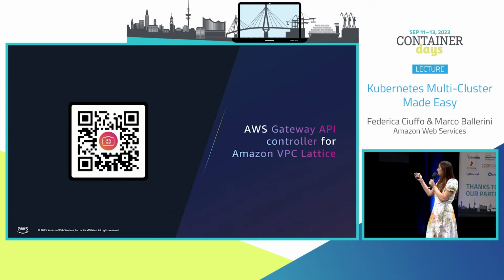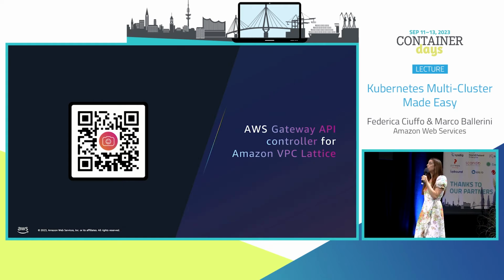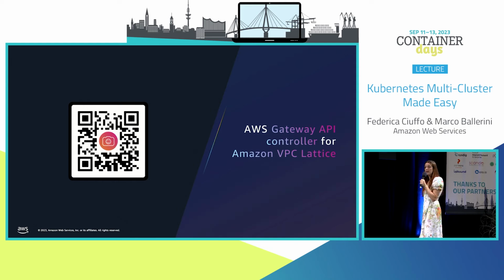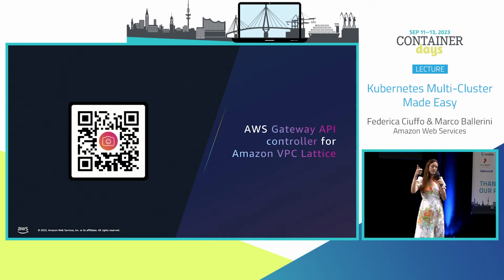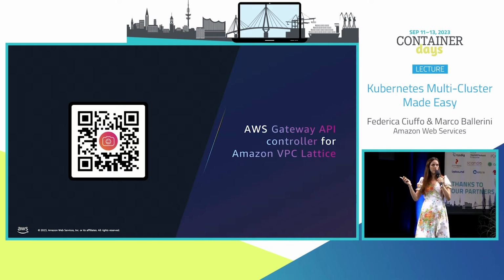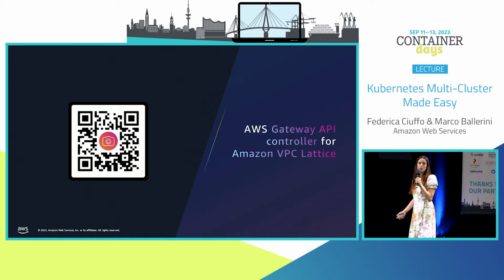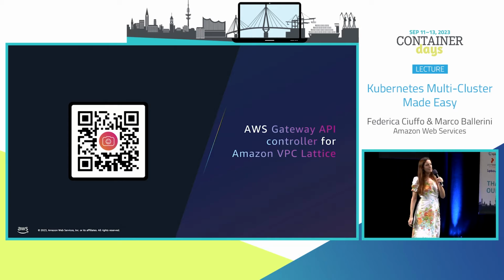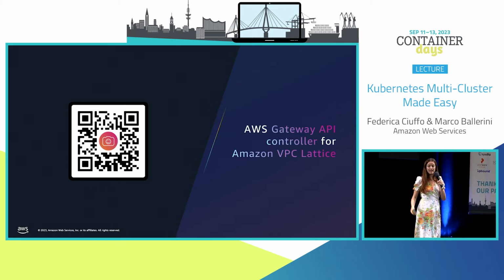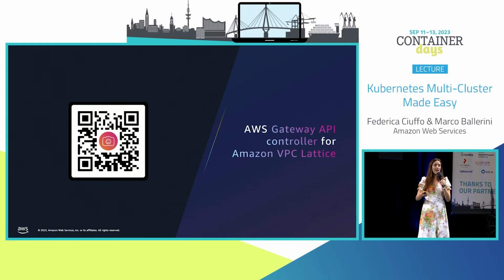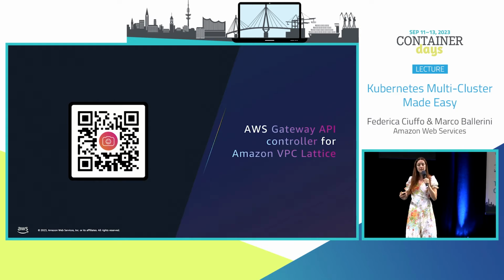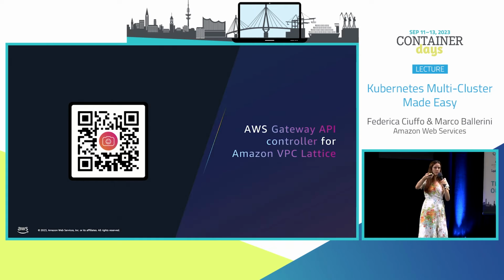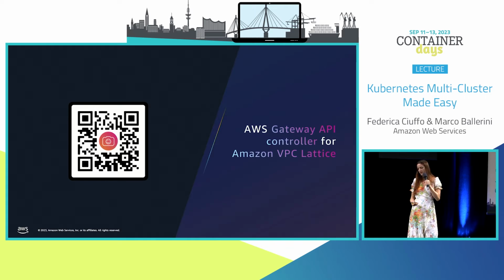Also, in here, there is a QR code for the controller that we built. This is actually in the launch blog, but we have the related repo in that, so you can go there. There are a lot of examples in the repo if you want to play around a little bit with this controller. And again, this is both the MCS controller and Kubernetes Gateway API controller that we built that does the translation from Kubernetes objects to actual infrastructure.